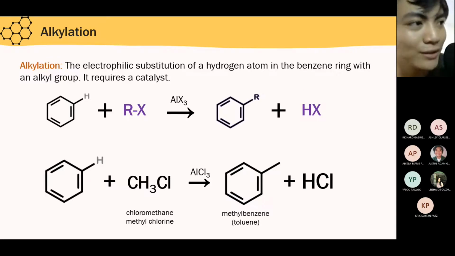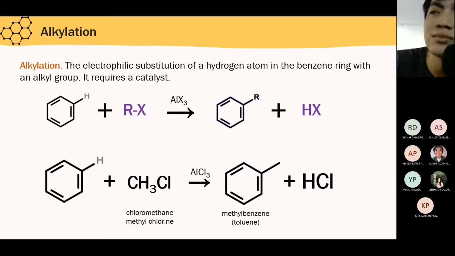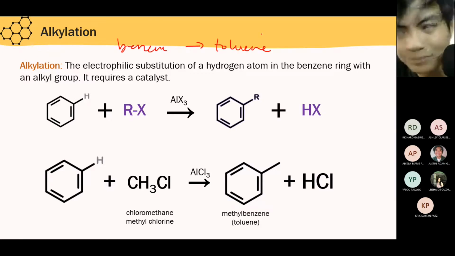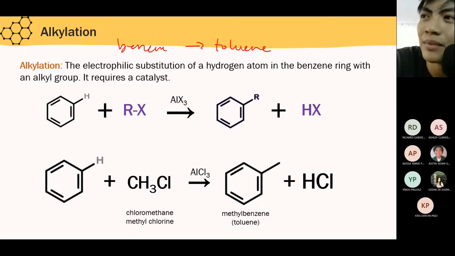Malapit na tayo matapos. So, alkylation. Alkylation, ito yung ginagamit in order for your benzene to have an alkyl group. Okay? So, alkyl group. Ano meaning uli ng alkyl group? Hydrocarbon. Okay? So, pwedeng alkane yan. Kunwari, gusto mo yung benzene mo magkaroon ng alkane. O kunwari, from benzene, gusto mo gumawa ng toluene. Ano gagawin mo? So, ganito lang.